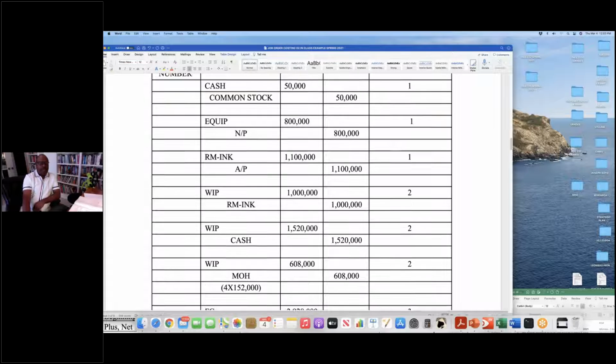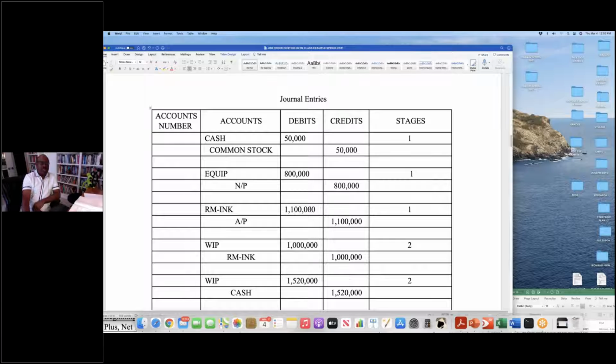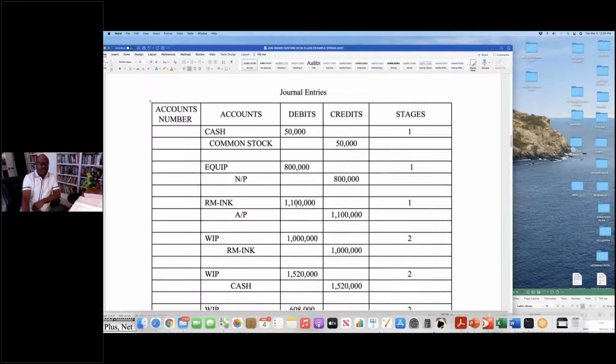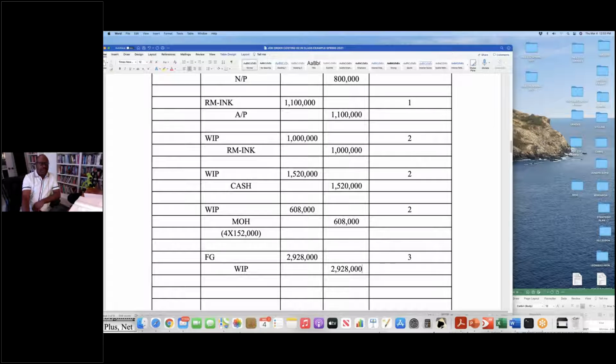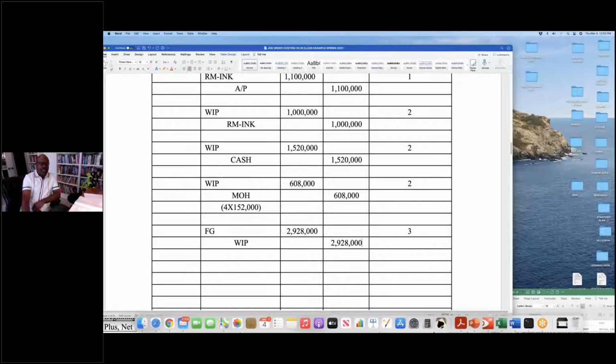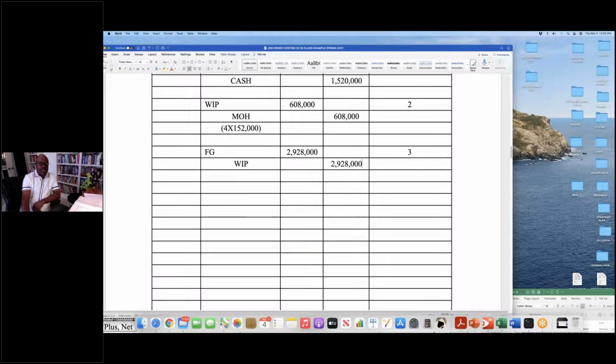But notice, teams, in stage 1 we're debiting whatever raw materials we purchase. Notice in stage 2, we got 3 debits to work in process. So in stage 2, we're always debiting work in process. You should have that thought process down: whenever I make an entry in stage 2, I'm debiting work in process. So with stage 3 now, finished goods and work in process. And now we're ready to go to stage 4.